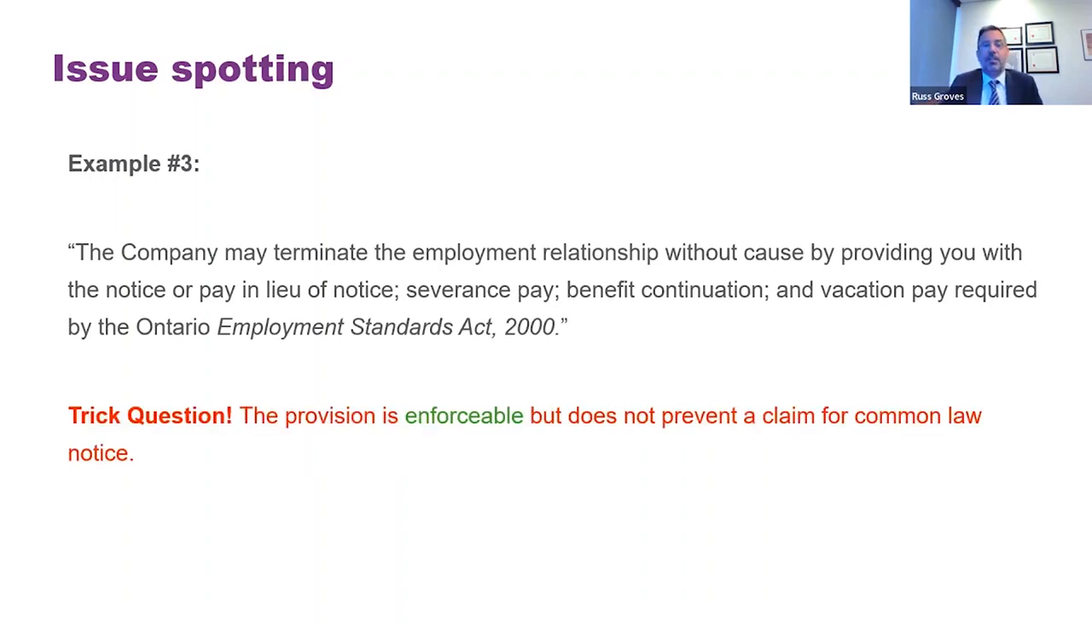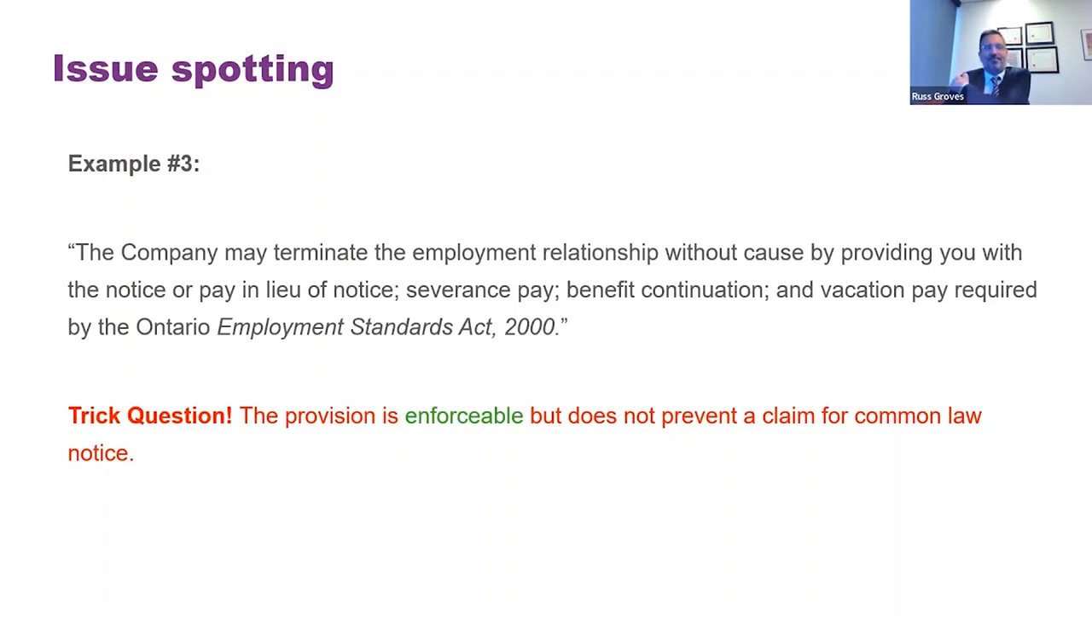So it's a bit of a trick question. The language itself, there's nothing wrong with it. It's fine. But it doesn't have that "only" language. It doesn't prevent a claim of common law notice. You don't want to end up having to lose on this one. It's very painful to have to say all this does is confirm the employee's right to ESA notice as opposed to limit entitlement.